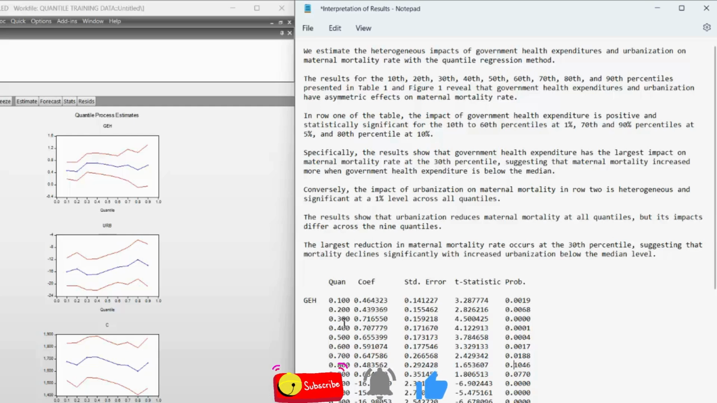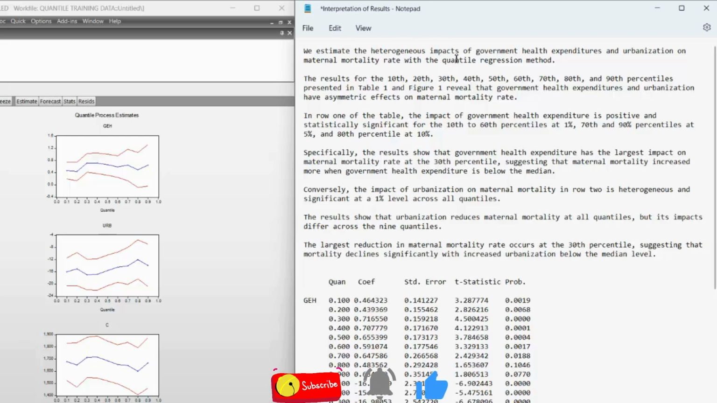So now, based on what I have just said, we can proceed to our interpretation. First, you need to let your readers know that you make use of quantile regression, and how many quantiles you estimate. So that's the first thing. Now look at this particular interpretation. We estimate the heterogeneous impacts of government expenditure and urbanization on maternal mortality rates with the quantile regression method. What method do we use? Quantile regression, we have specified that.